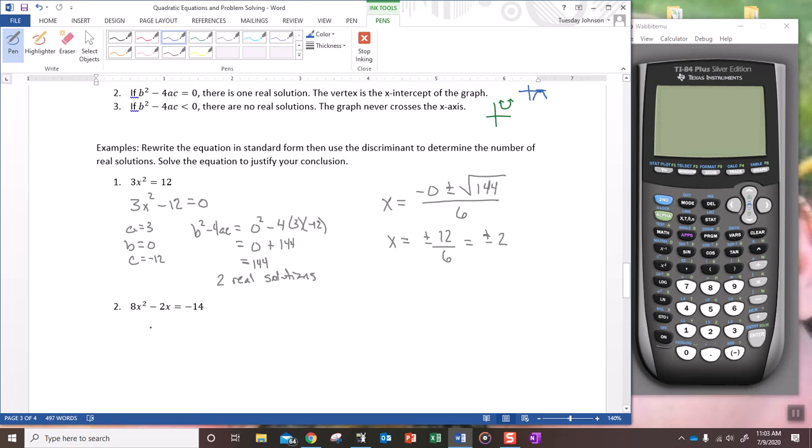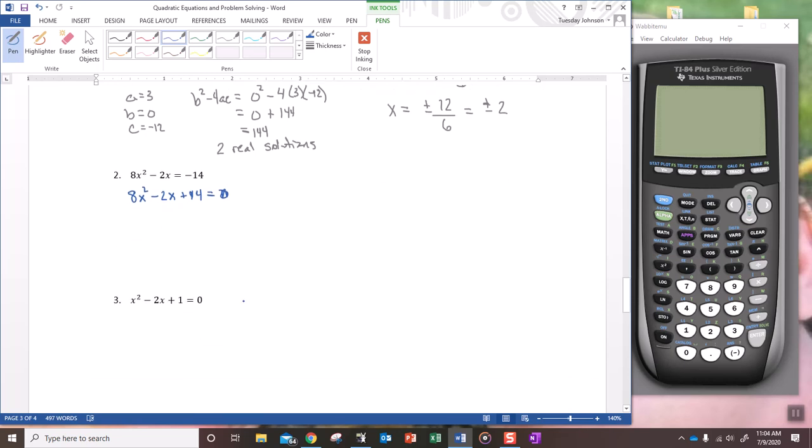To solve 8x squared minus 2x equals negative 14, first step, set equal to 0. That's a 0. That's an ugly 0, but it is still a 0.